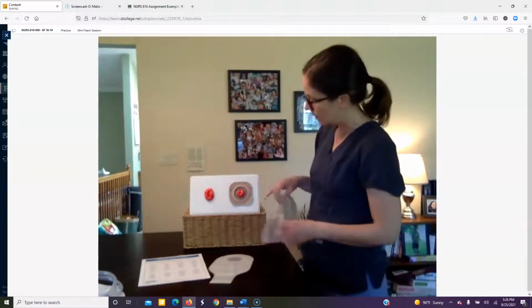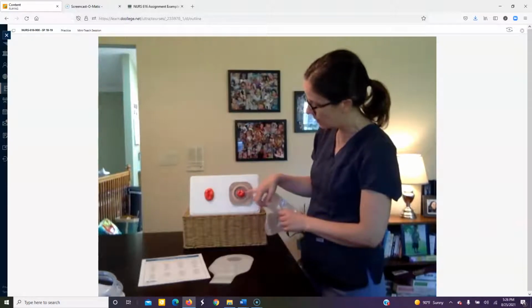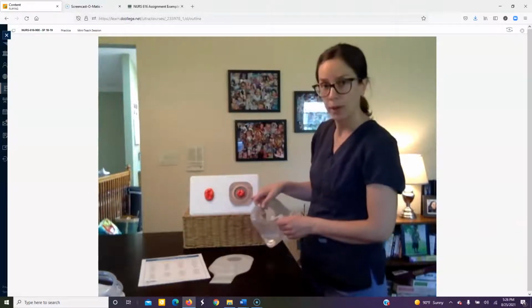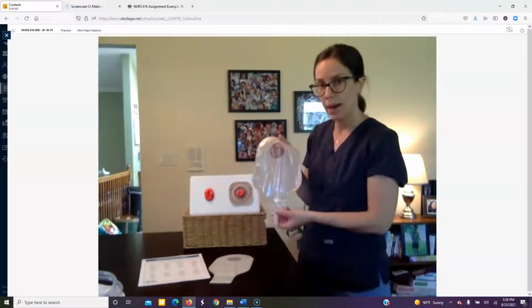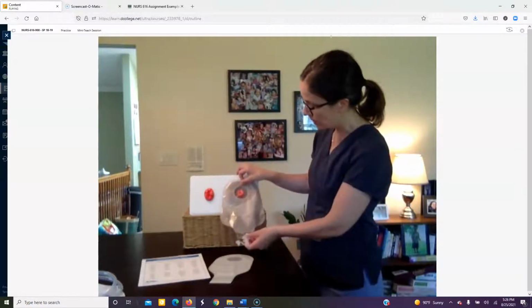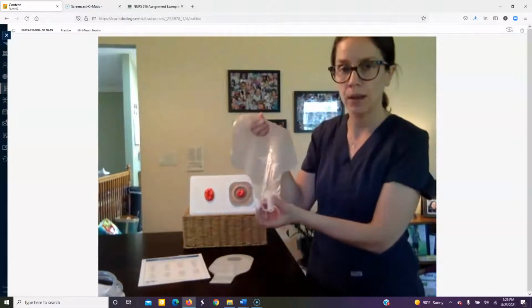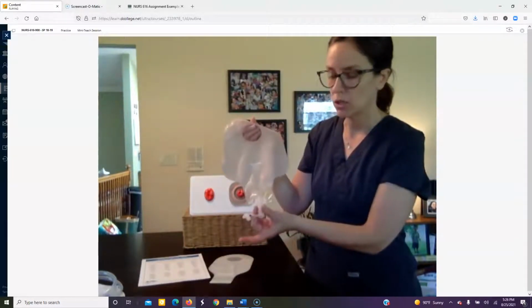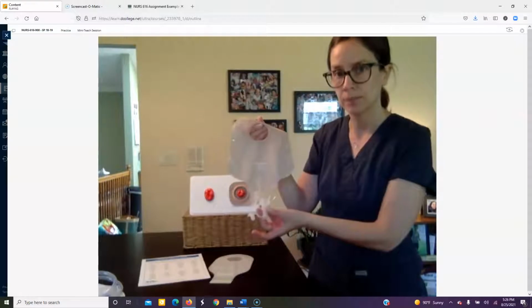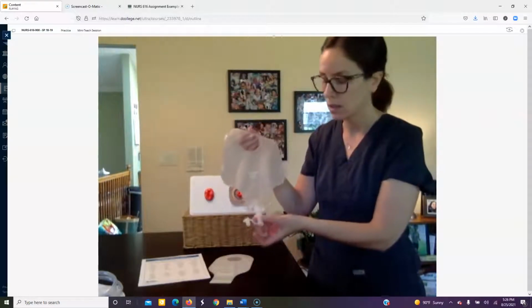So first of all, we have our stoma here in the middle, and then around it we have the wafer. And we're going to take our bag and attach it to the wafer here. The best bag to use for an ileostomy would be a bag that has a spout at the bottom, which is much easier for draining the liquid than one of the roll-up bags.